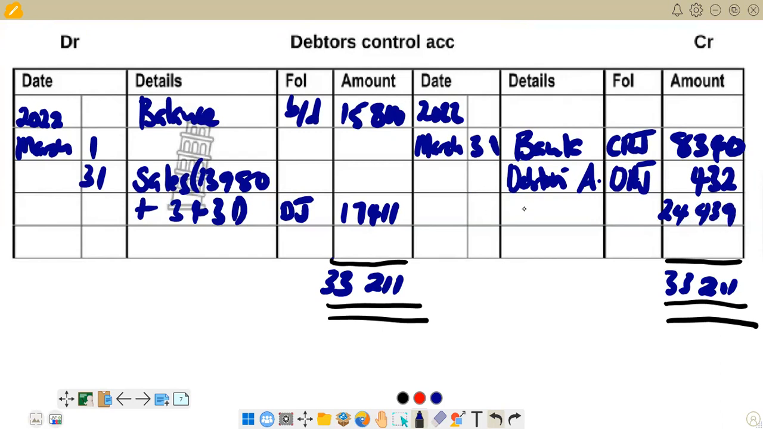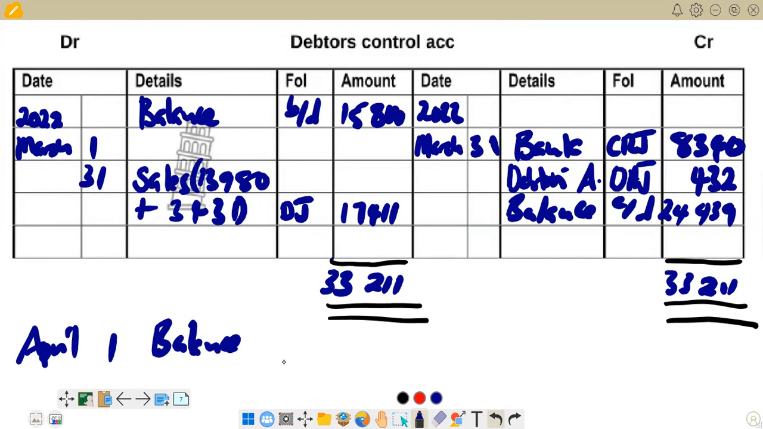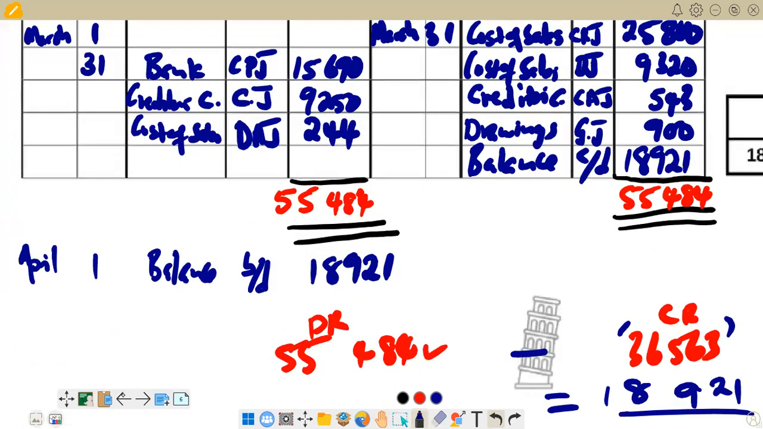And this is our balance CD. And the balance BD will come on the opposite side on the first day of the next month, which is April 1. And we've got our balance on the details. And on the folio, that's where we're having a BD. And we put the same figure, 24,439. Right, so this is what we have, guys, in terms of this question. We can go back again to see what we have next.